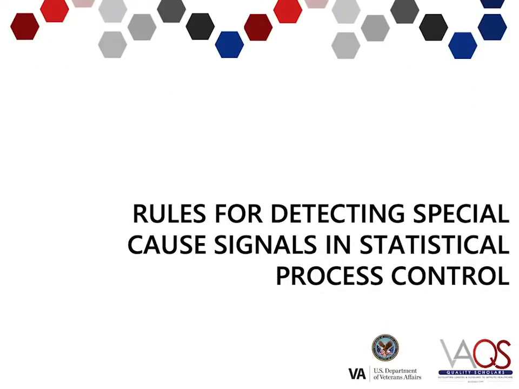Next, we are going to review the rules for detecting special cause signals in statistical process control charts. Although there are many rules that have been developed to analyze statistical process control charts, our focus will be on the 3 basic rules that you will use most often: shifts, trends, and single points outside of the control limits. It is important to note that you only need one of these rules to be positive to have special cause variation.